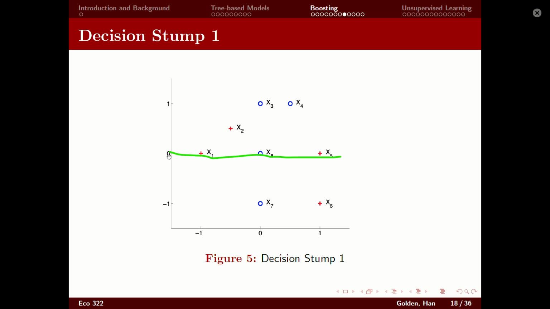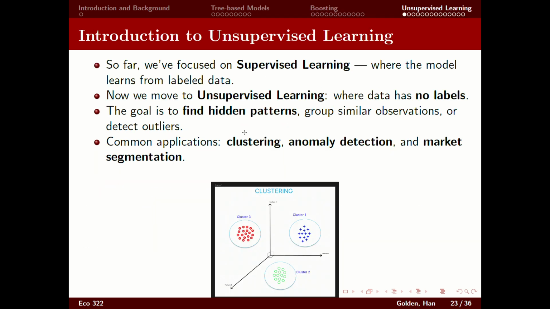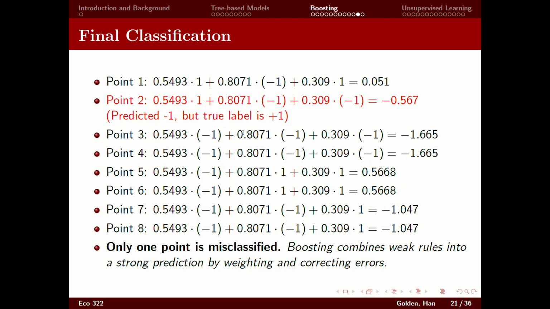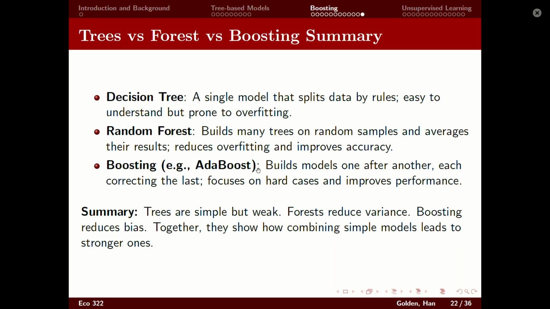So you start off by drawing this line here. Everything above here is classified as blue, and then you draw a line here. Everything here is classified as blue. Everything here is classified as red. And then you do another one here, and this side is classified as blue, red. And then you end up with a boundary that isolates a single point. So you're combining weak rules into a strong prediction by weighting and correcting errors.